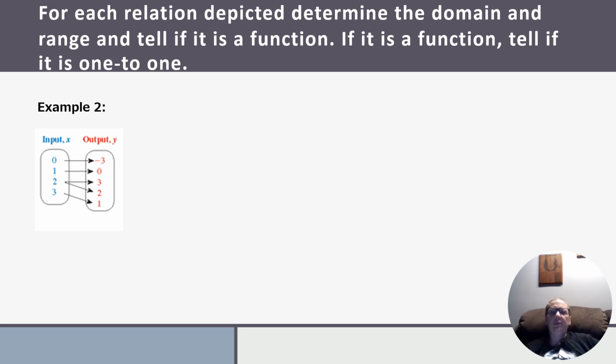All right, example 2, we have a function that is depicted as a function map. This little diagram is called a function map. These are very, very easy to do domain and range, so I'm going to start with that because the domain is just the input values and the range is the output values. So domain, I'm just going to copy them from that first diagram over here, which is 0, 1, 2, and 3.